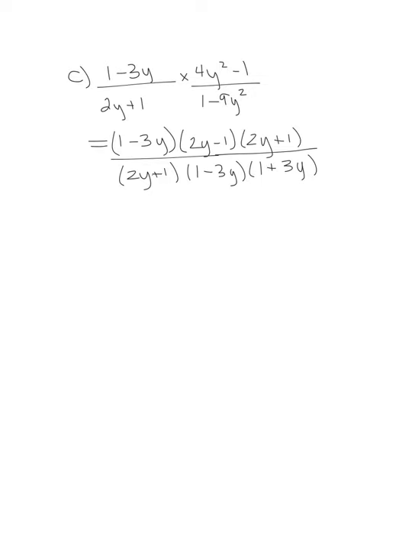I factored both those difference of squares. So the first one, or the numerator, is 2y minus 1 and 2y plus 1. And my denominator is 1 minus 3y and 1 plus 3y. At this point, I can do my restrictions. So I'm going to get y cannot equal negative 1/2.